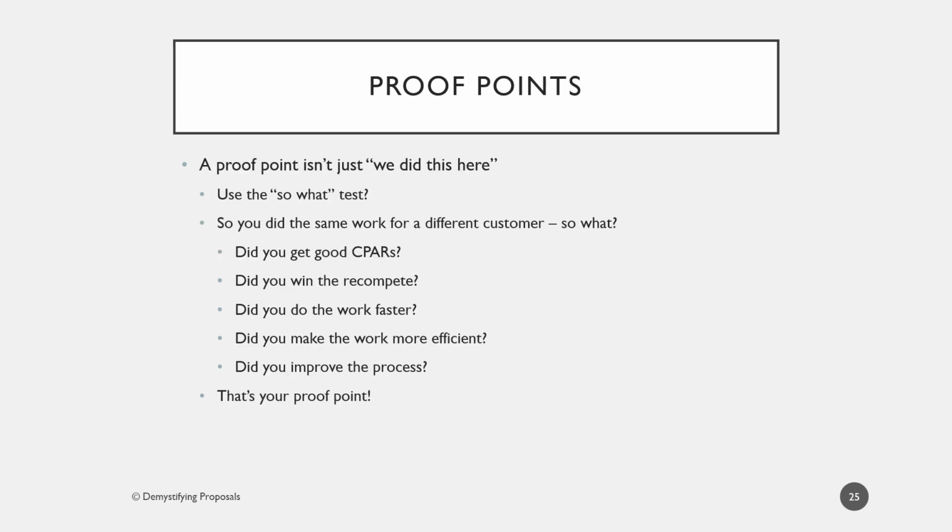But the language of a proof point isn't just, we did this here. The language of the proof point has to meet the so what test. So you did the same work for a different customer. So what? Did you get good CPARS? Did you win the recompete? Did you do the work faster? Did you do the work more efficiently? Did you improve the process? That is your proof point. Not just we did this here, but how we did it and why it made a difference to the customer.